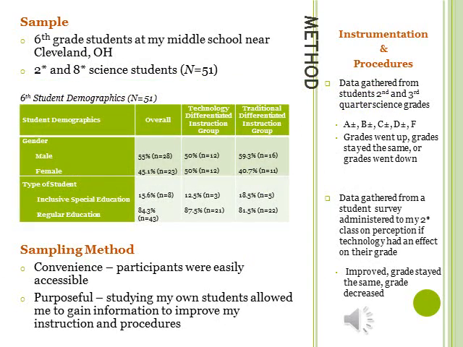This next section has to do with the method, which includes the sampling method, and then the instrumentation and procedures. My sample was my 6th grade students at the middle school I teach at, which is near Cleveland, Ohio, and I was looking at my 2nd period and 8th period science students, and the total number of subjects was 51 students. You can see the student demographics table where it's broken down by gender and the type of student.